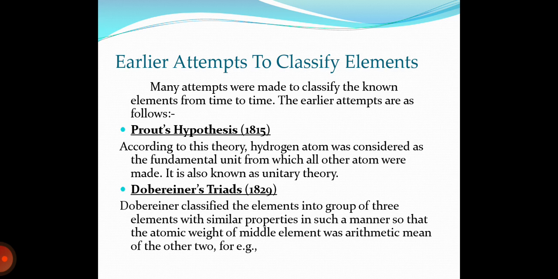Prout's hypothesis. In 1815, according to this theory, a hydrogen atom was considered as the fundamental unit from which all other atoms were made. It is also known as unitary theory. Then Döbereiner's triads. In 1829, Döbereiner classified the elements into groups of three elements with similar properties in such a manner that the atomic weight of the middle element was the arithmetic mean of the other two. We have an example.